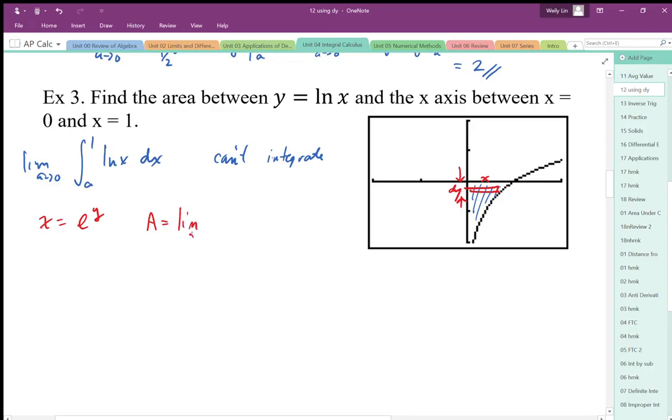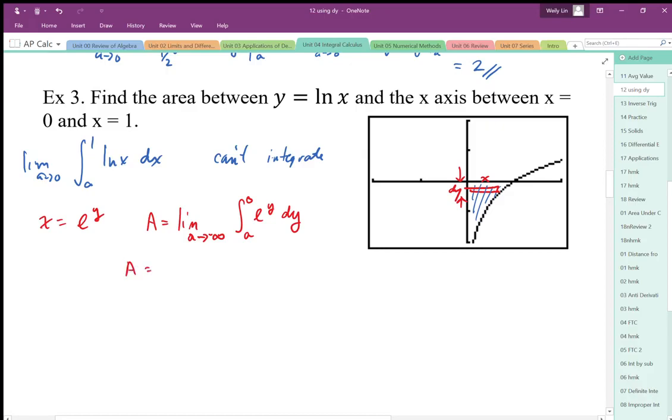So the limit as a goes to negative infinity. This is going to be negative infinity. And the integral from negative infinity to 0. And I'm going to integrate that curve, the x value, which is e to the y, so that's my width, and I'm going to multiply it by the thickness dy. So that e to the y really is the x position, that's how long that line is, and the width is dy.